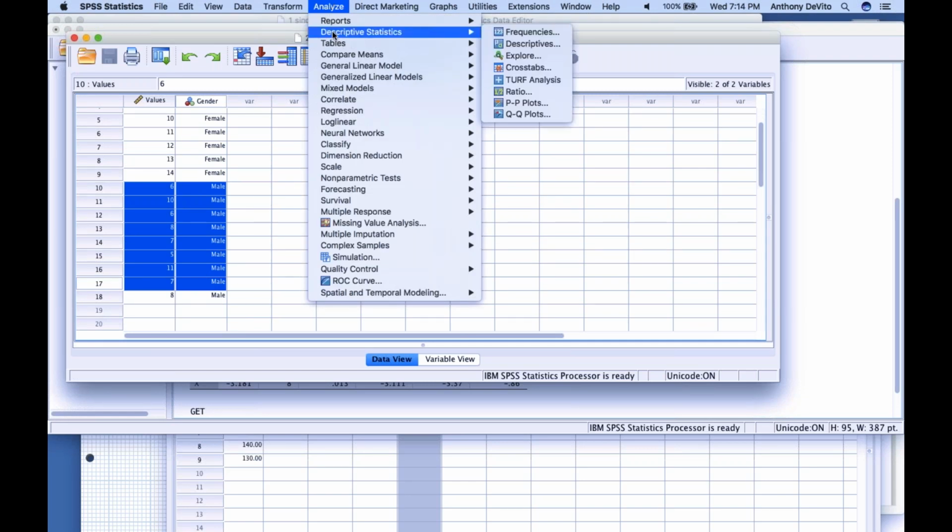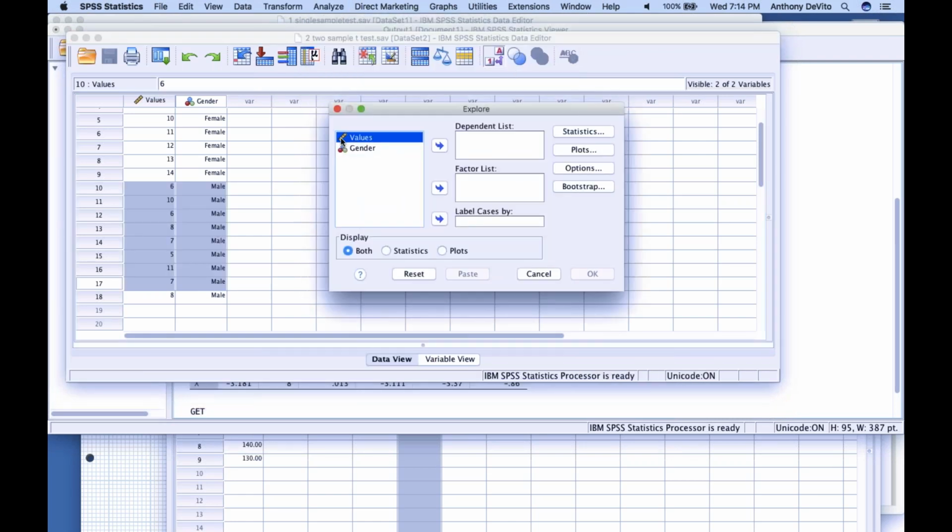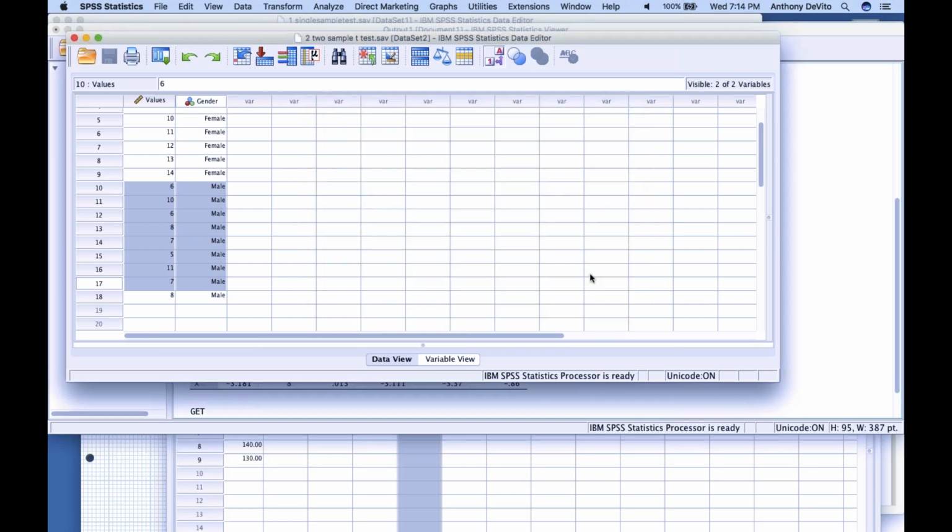I'm going to do a little descriptive statistics here. I'm going to ask SPSS to give me descriptive statistics, Explore, okay, and I'm going to put the values into the dependent list. In other words, this first variable is values, the numbers, and put the gender into the factor list. Okay, in other words, divide up the descriptive statistics for these values by gender. Give me the information for the two genders. I'm going to click OK.